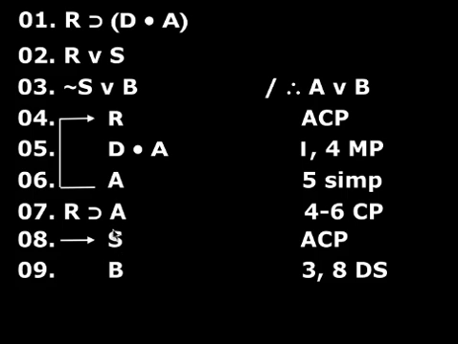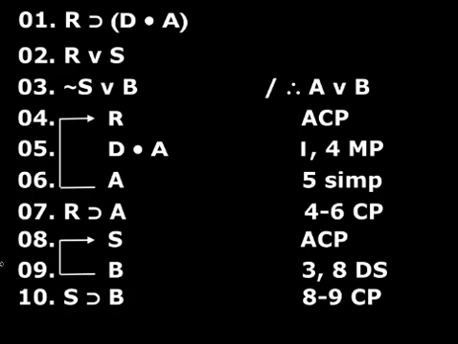Well, by 3/8 disjunctive syllogism. S is the negation of this first disjunct, so I can get the other disjunct by DS. I'm going to close this subproof off. And now I've derived the conditional if S then B. By the way, my justification for these is always the entire subproof. So when I derive line 7, it's 4 through 6 conditional proof. When I derive line 10, it's 8 through 9 conditional proof. So the justifications are always the entire subproof.